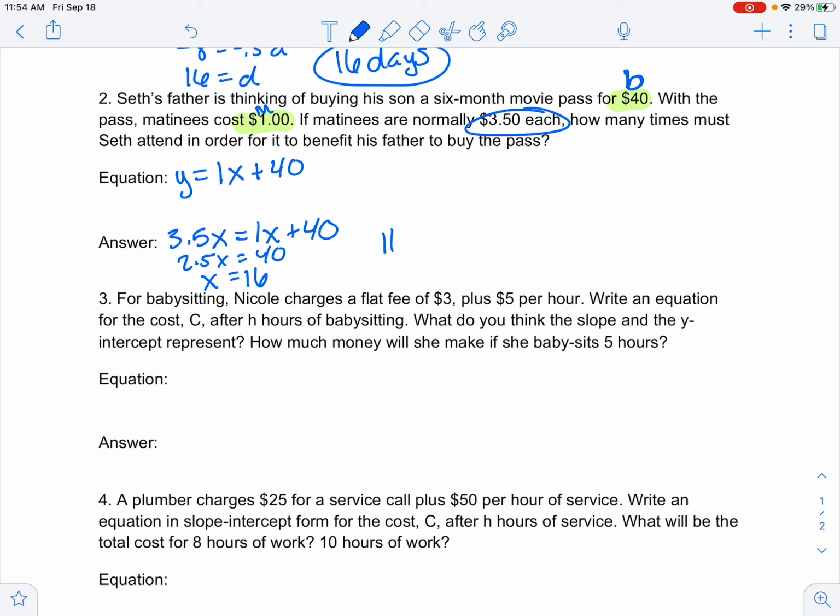That means after 16 matinees, it would be equal to the price of just paying in full. So I would have to go to more than 16 matinees in order for that pass to be beneficial. Okay, let's look at the next one.